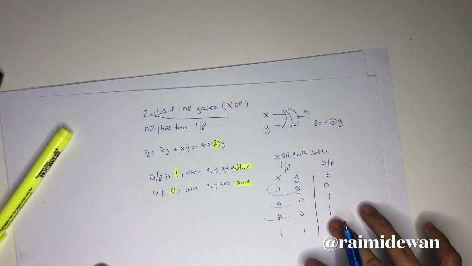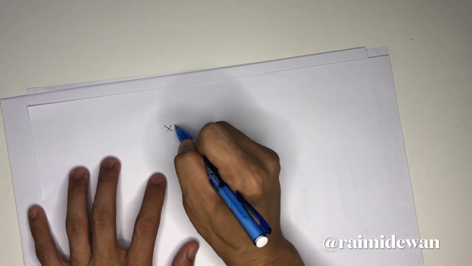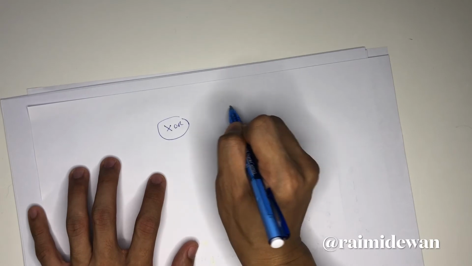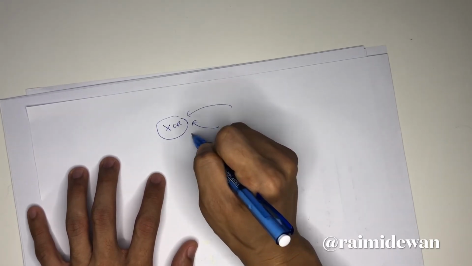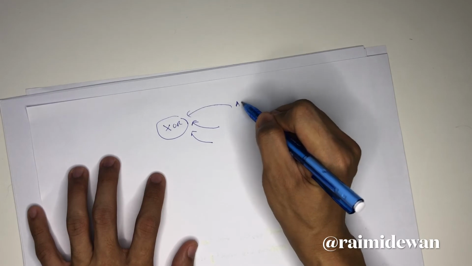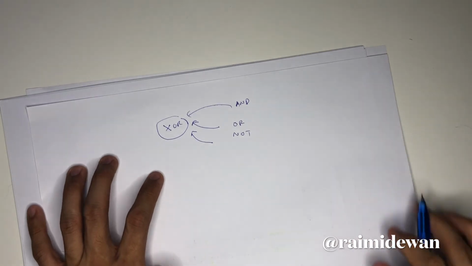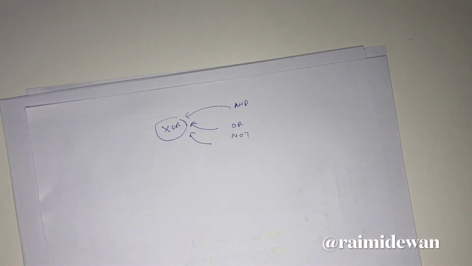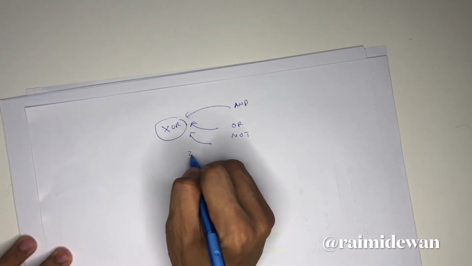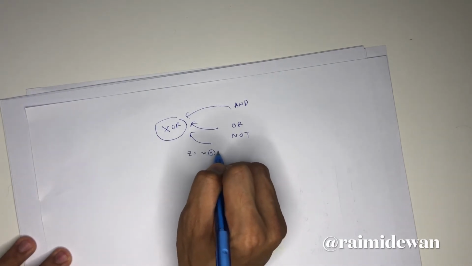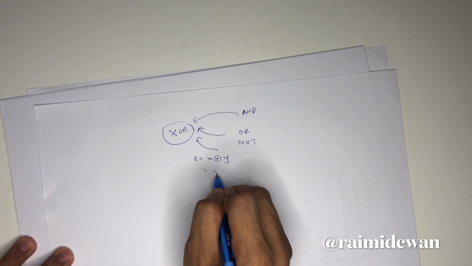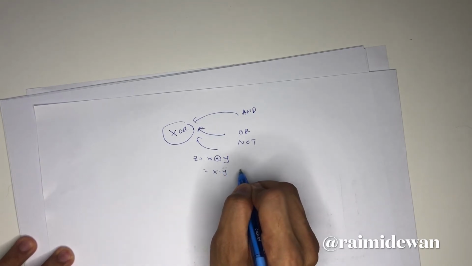Now, how are we going to construct XOR using basic gates? How do you actually produce XOR from AND, OR, and NOT? From the logic expression, we learned that this is equal to x y invert plus x invert y.